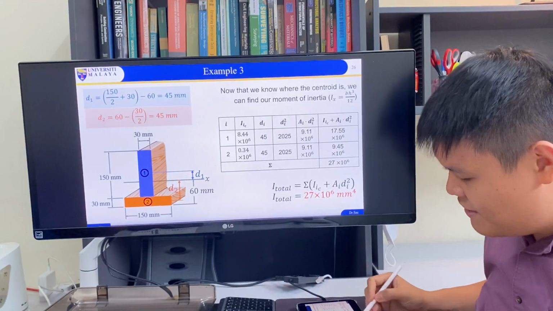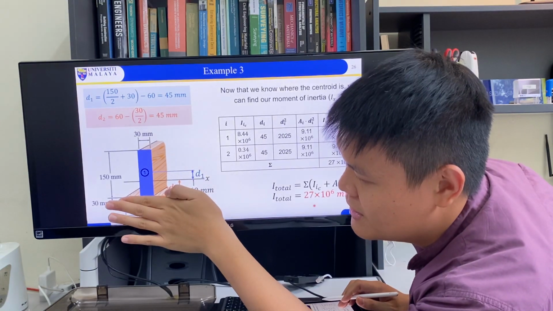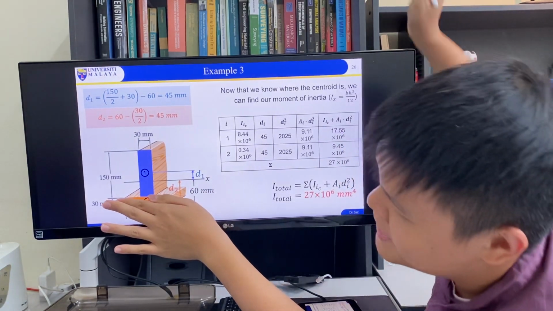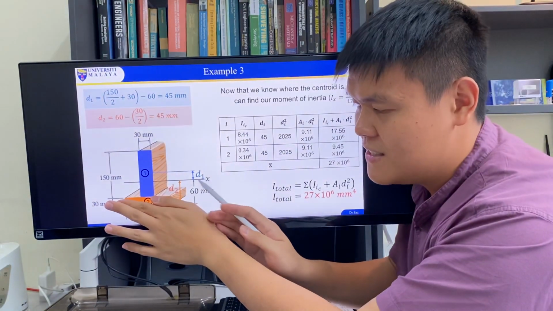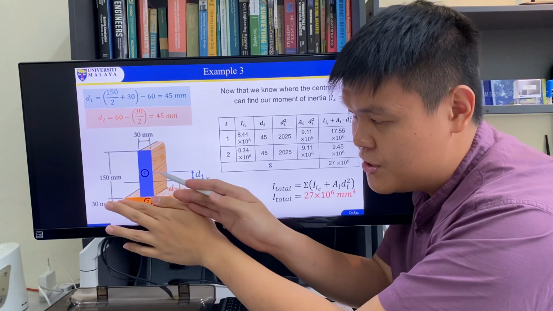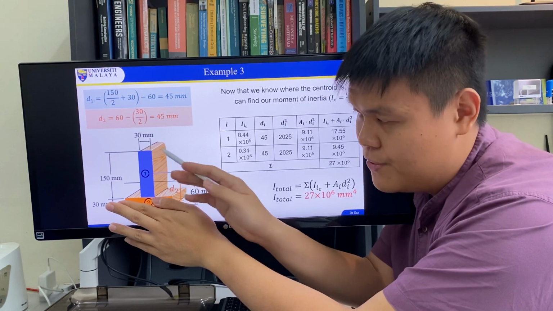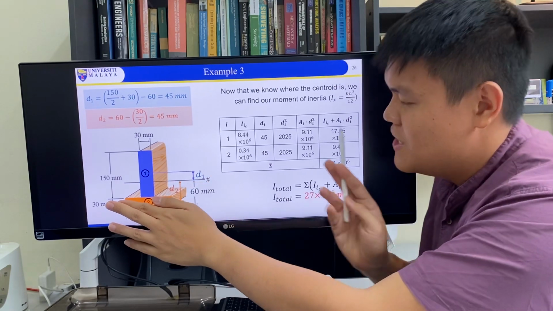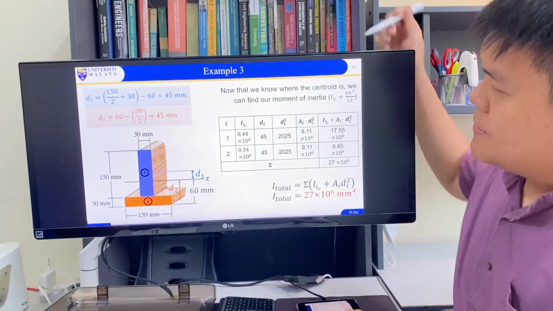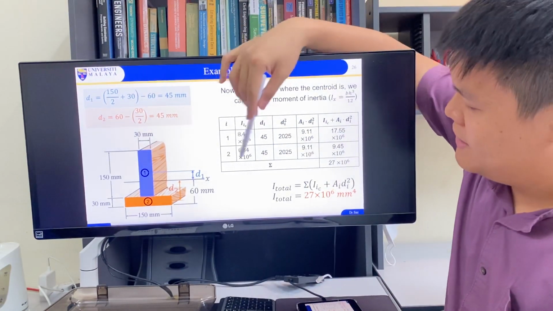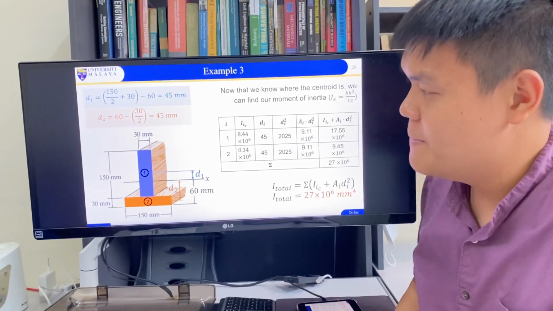So just imagine if number 2 doesn't exist. We want to find the moment of inertia of number 1 with respect to the centroidal x-axis, which is offset from the natural centroid for number 1. You see it's offset a bit, and then we need to use the parallel axis theorem. Okay, so just follow this table and you'll get 27 times 10 to the power of 6 millimeter to the power of 4.